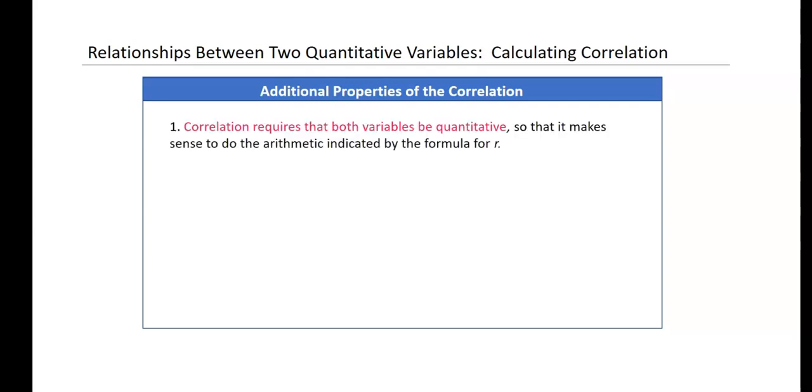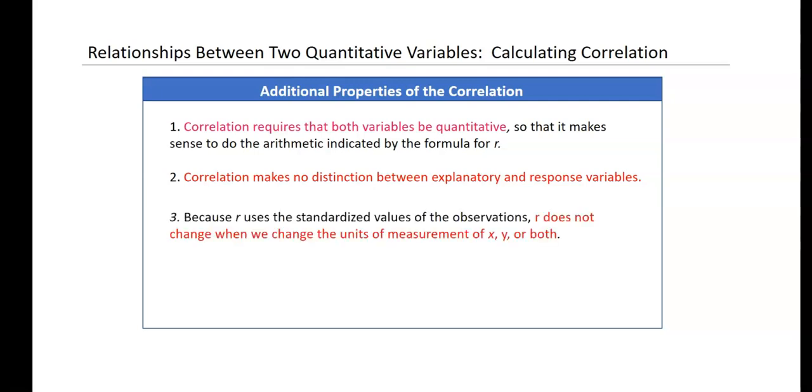So correlation requires that both variables be quantitative. So it makes sense to do the arithmetic indicated by the formula for R. So both variables have to be quantitative. This is actually interesting. Correlation makes no distinction between the X and the Y, the explanatory and the response. You could switch them. Correlation remains the same. So it doesn't matter. That's actually a test question. You're going to see that.